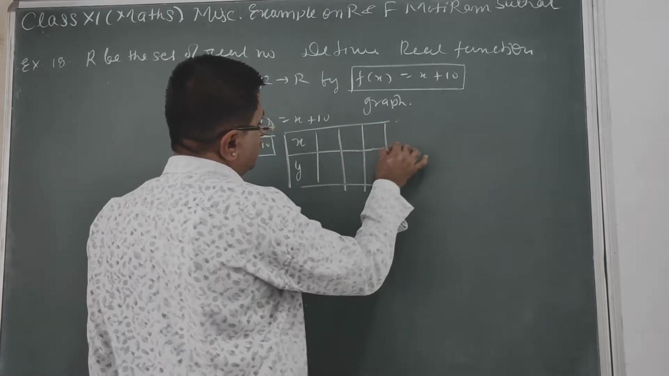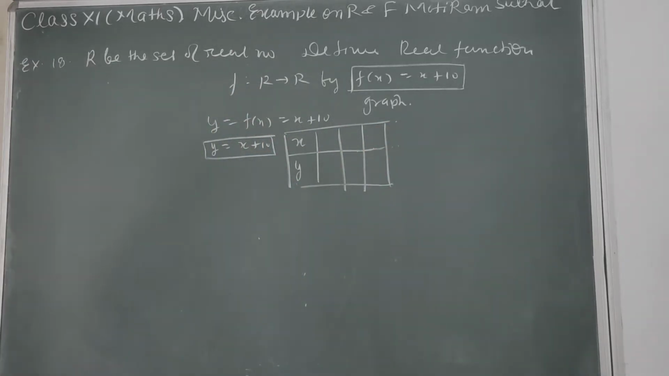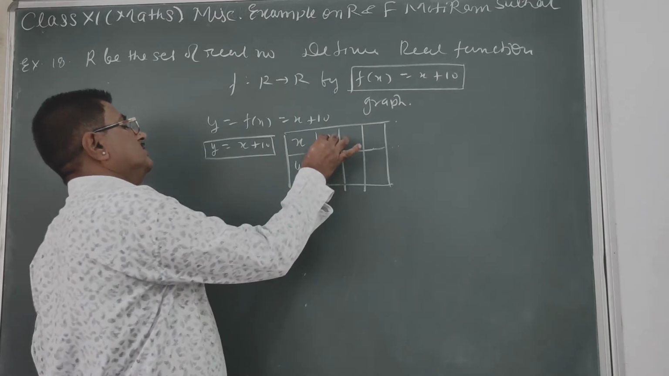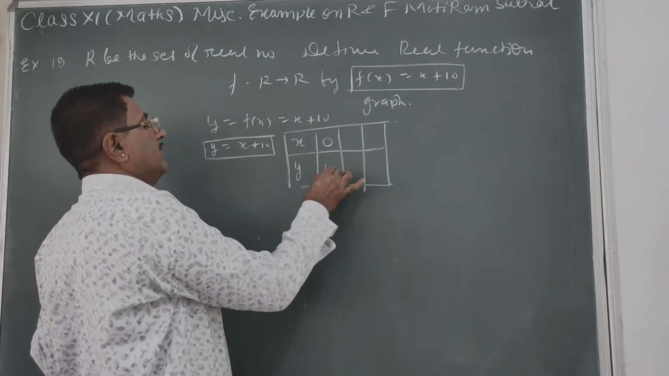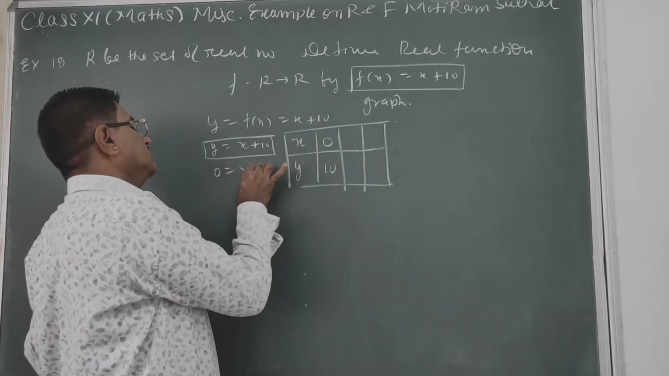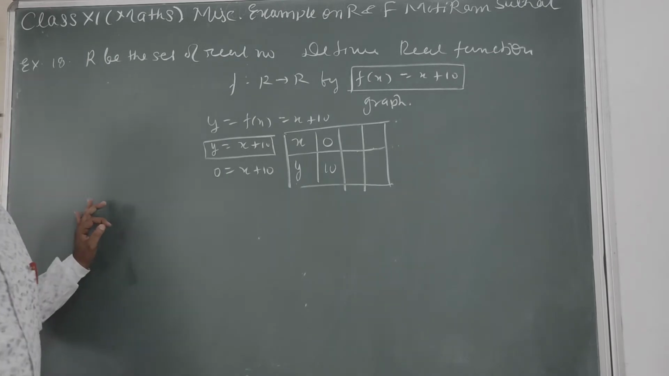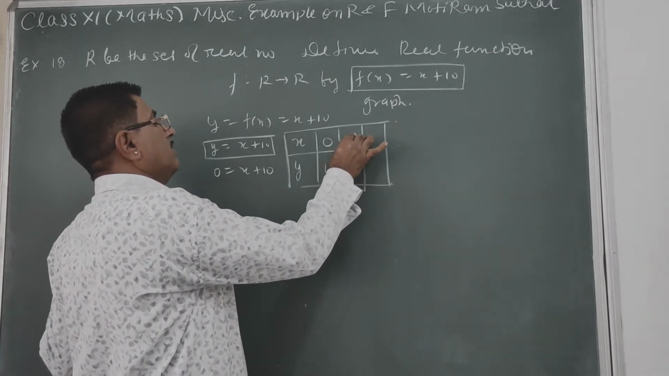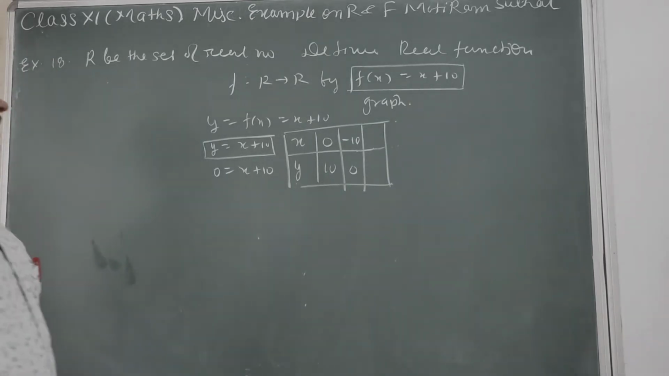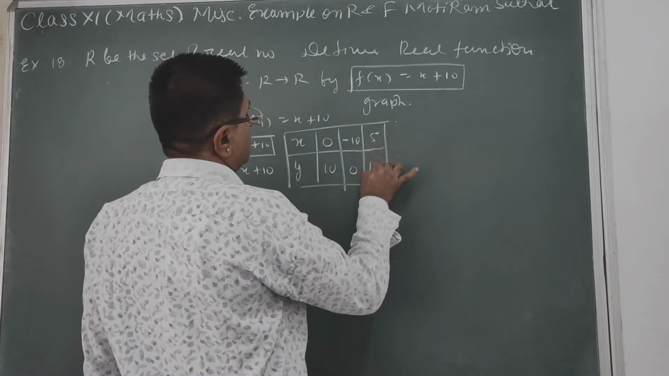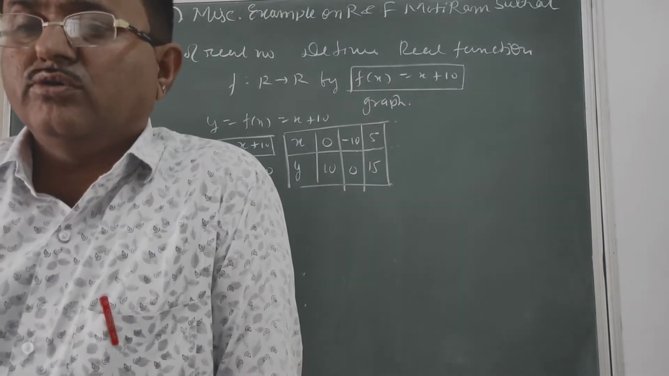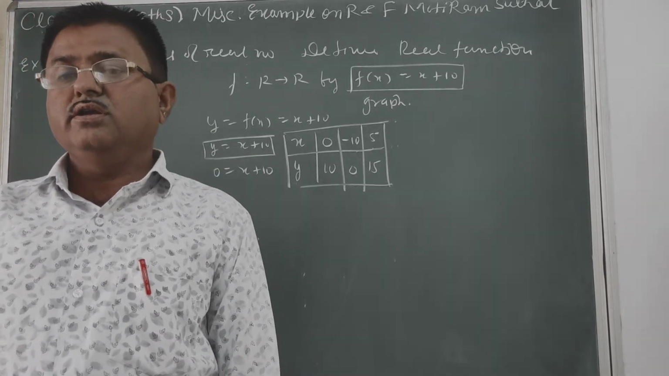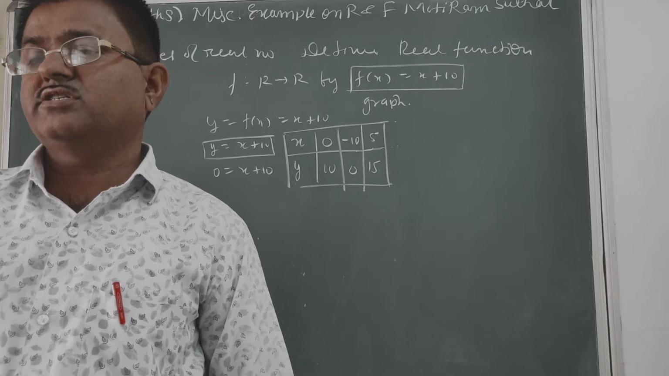We may put different values. If you put x equal to 1, then y will be 11. If you put x as 0, then 0 plus 10, so y will be 10. And if you take y as 0, then x will be minus 10. And if you take x equal to 5, then y will be 15. So you may take any 3 points, as in 10th class you saw how to draw the graph of a linear polynomial.